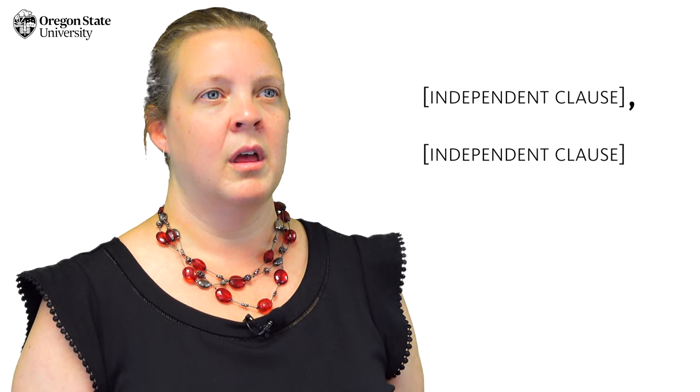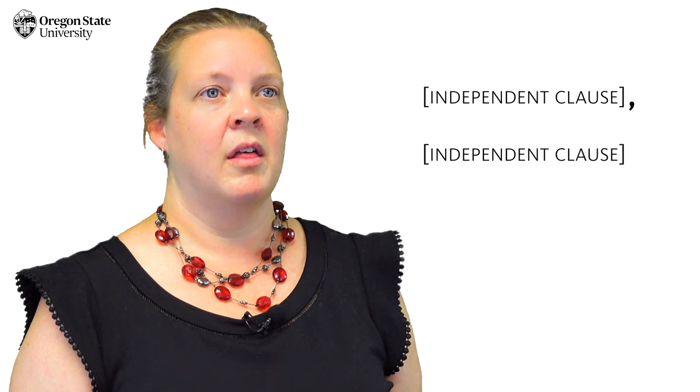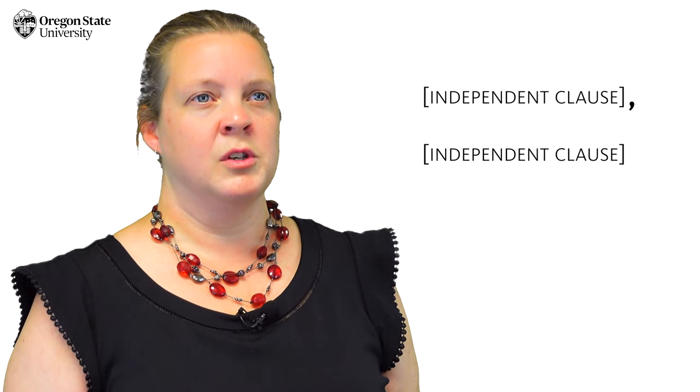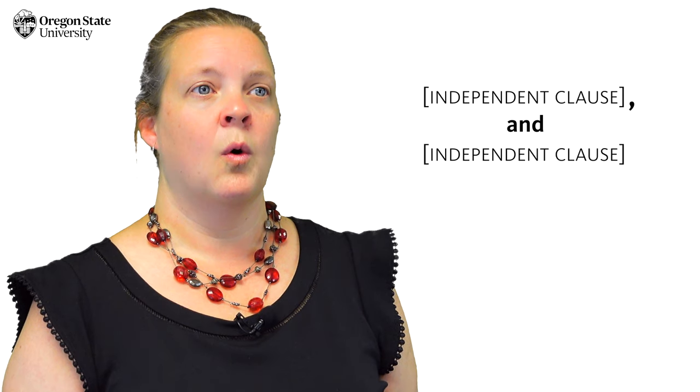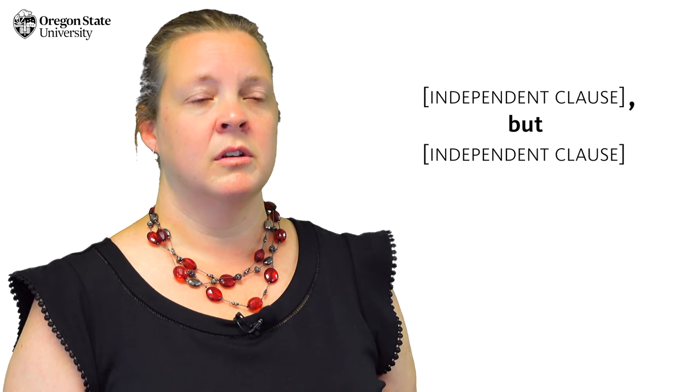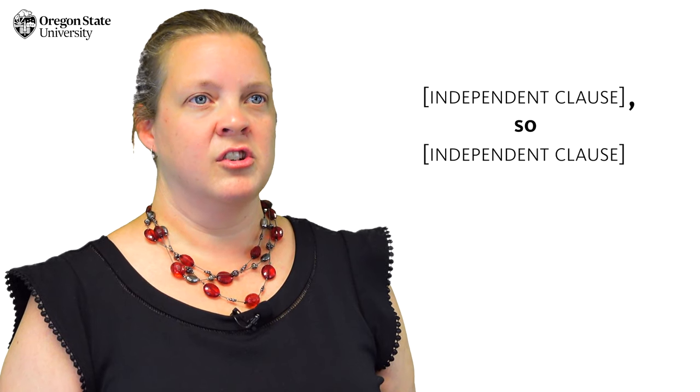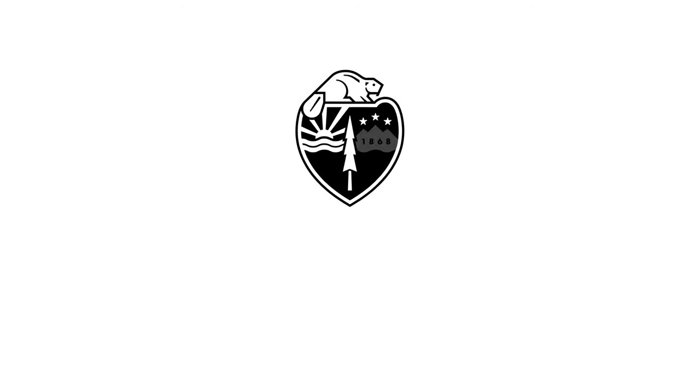When you separate two independent clauses with a comma, the baby eats lemon, the baby puckers, you need a coordinating conjunction between them: and, or, but, or so. The comma goes before the coordinating conjunction. That's the rule, whether we pause or not, and no matter how many commas are already on the page.